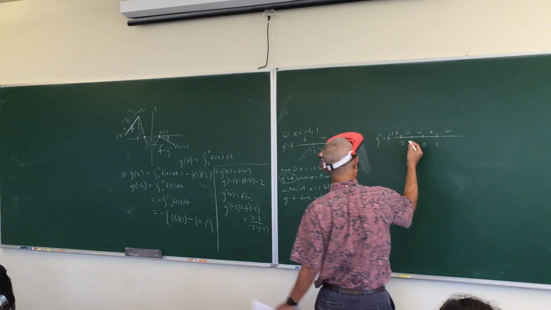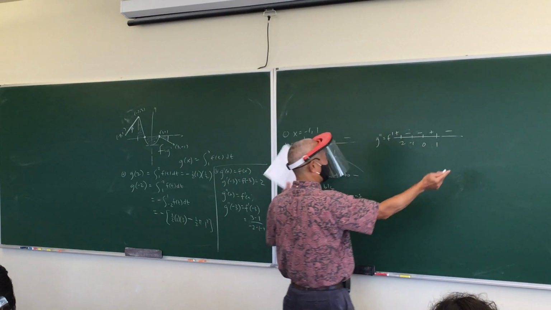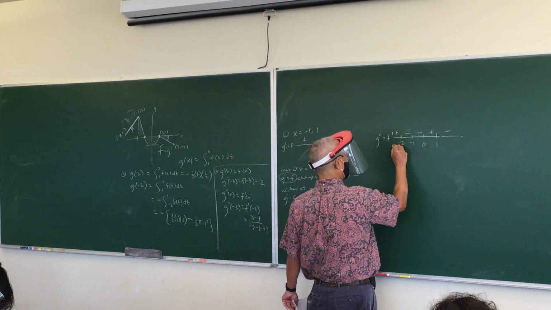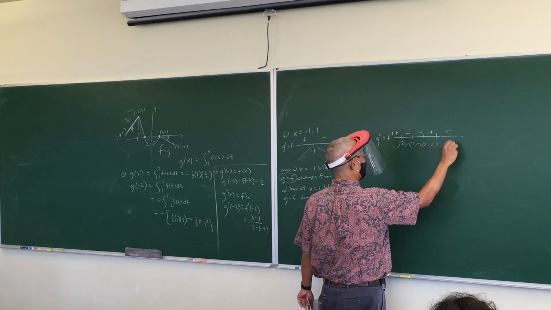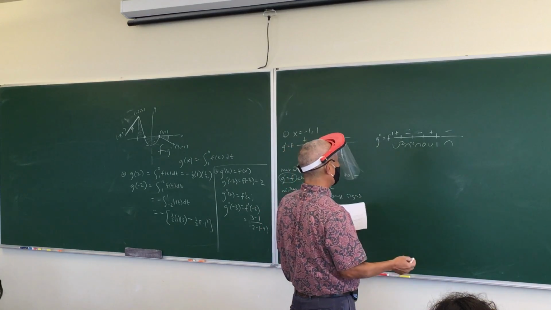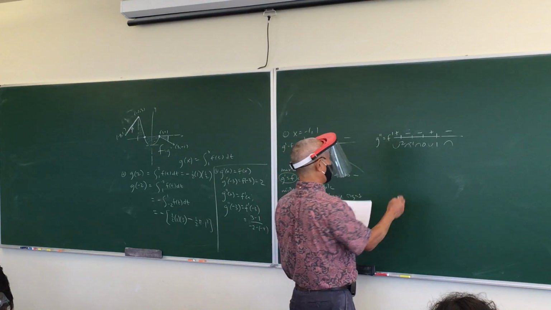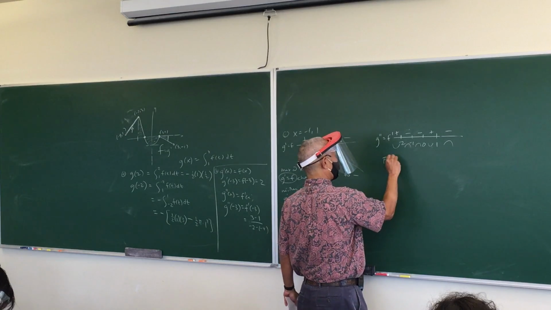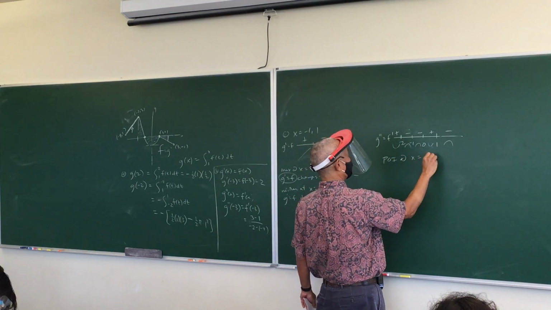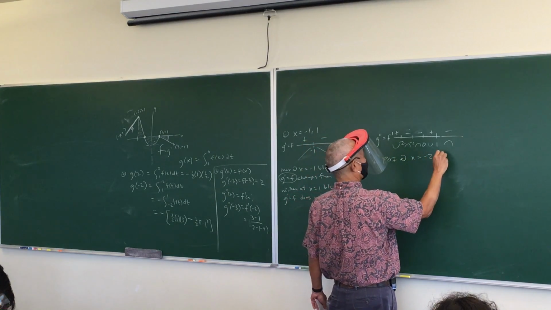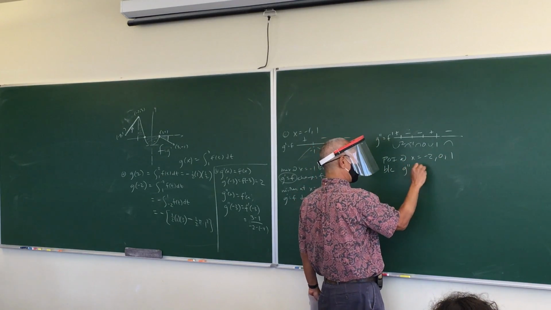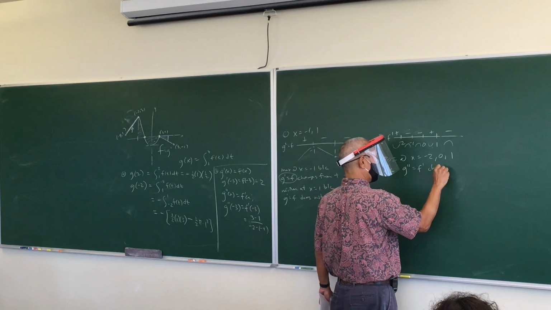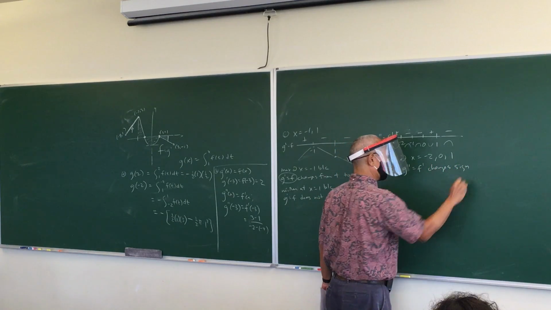So what does this mean? Well, the AP people never do this, but we do this. We know that G is going to be concave up here, concave down, concave down, concave down. So where do you have points of inflection? Where does it change concavity? So we have points of inflection at x equals negative 2, 0, and 1, because G double prime, which is equal to F prime, changes sign.